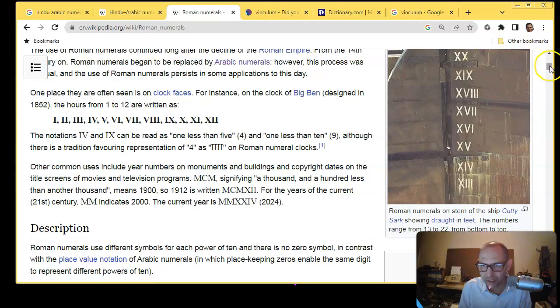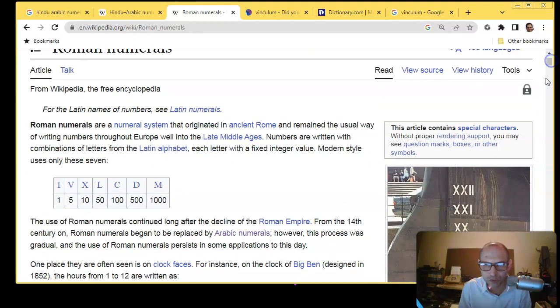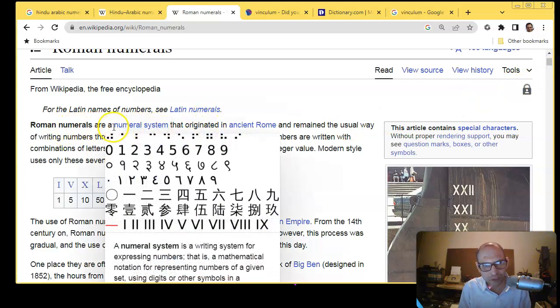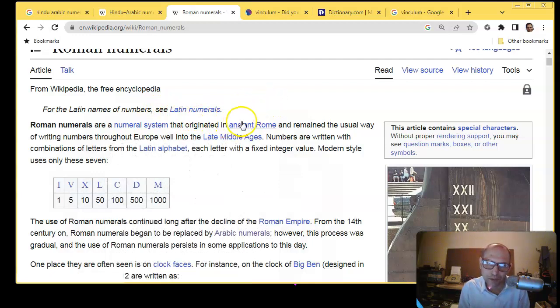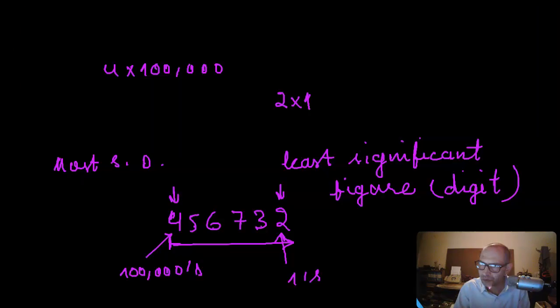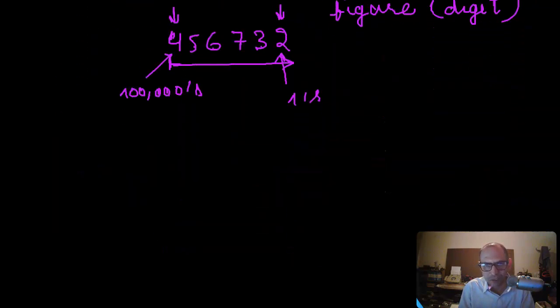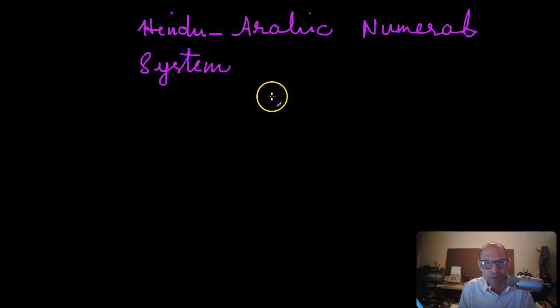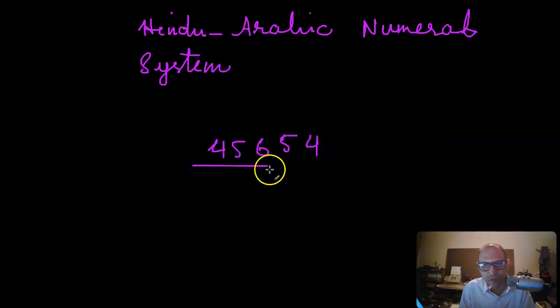So let's take a look at these and see how these numbers are supposed to be written, how they work. Now, one thing about the Roman numerals is that the way you would write your numbers based on these numerals, the system is not a positional system, meaning that, for example, when you write a number using the Hindu Arabic numeral system, that is the numbers that we write today. For example, 45,654. That is a number that we write today.